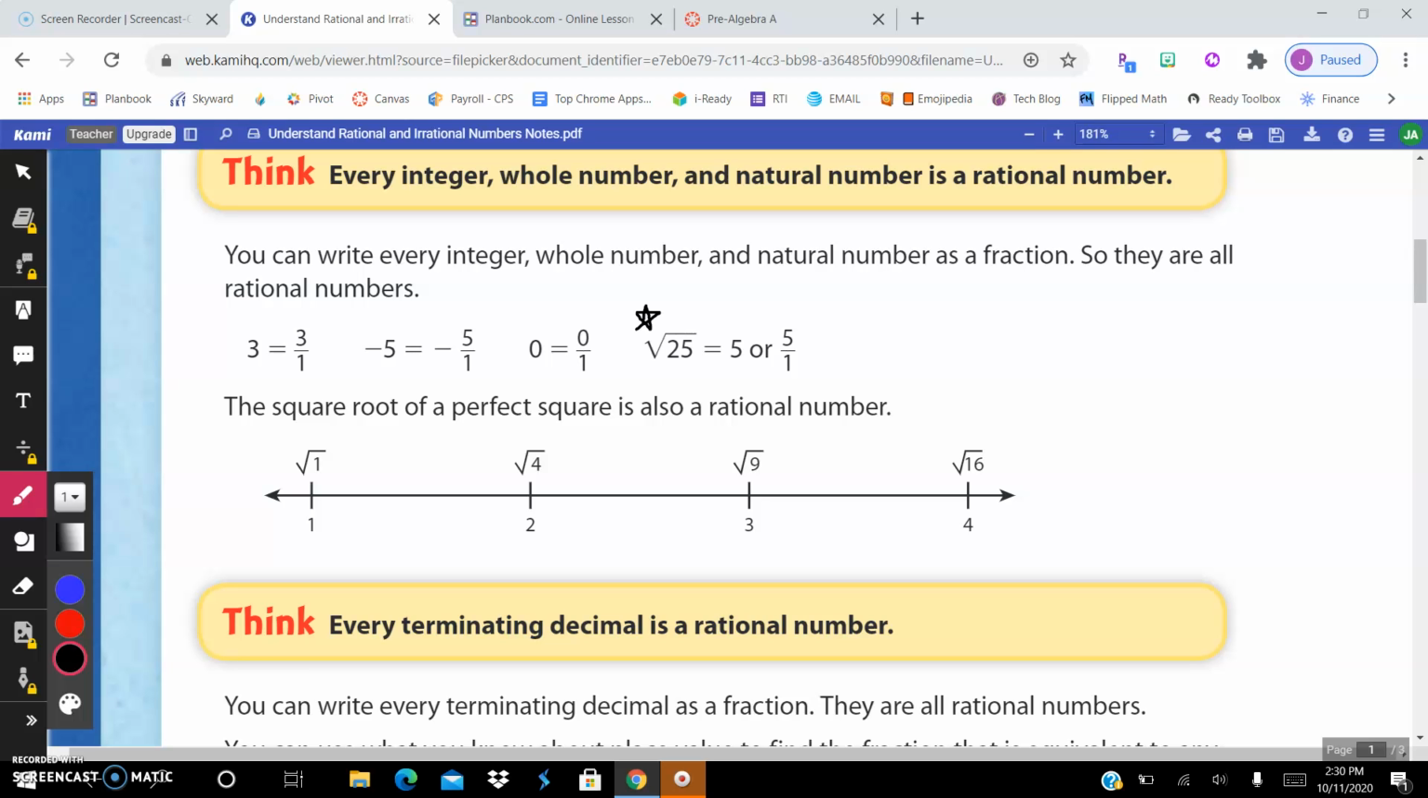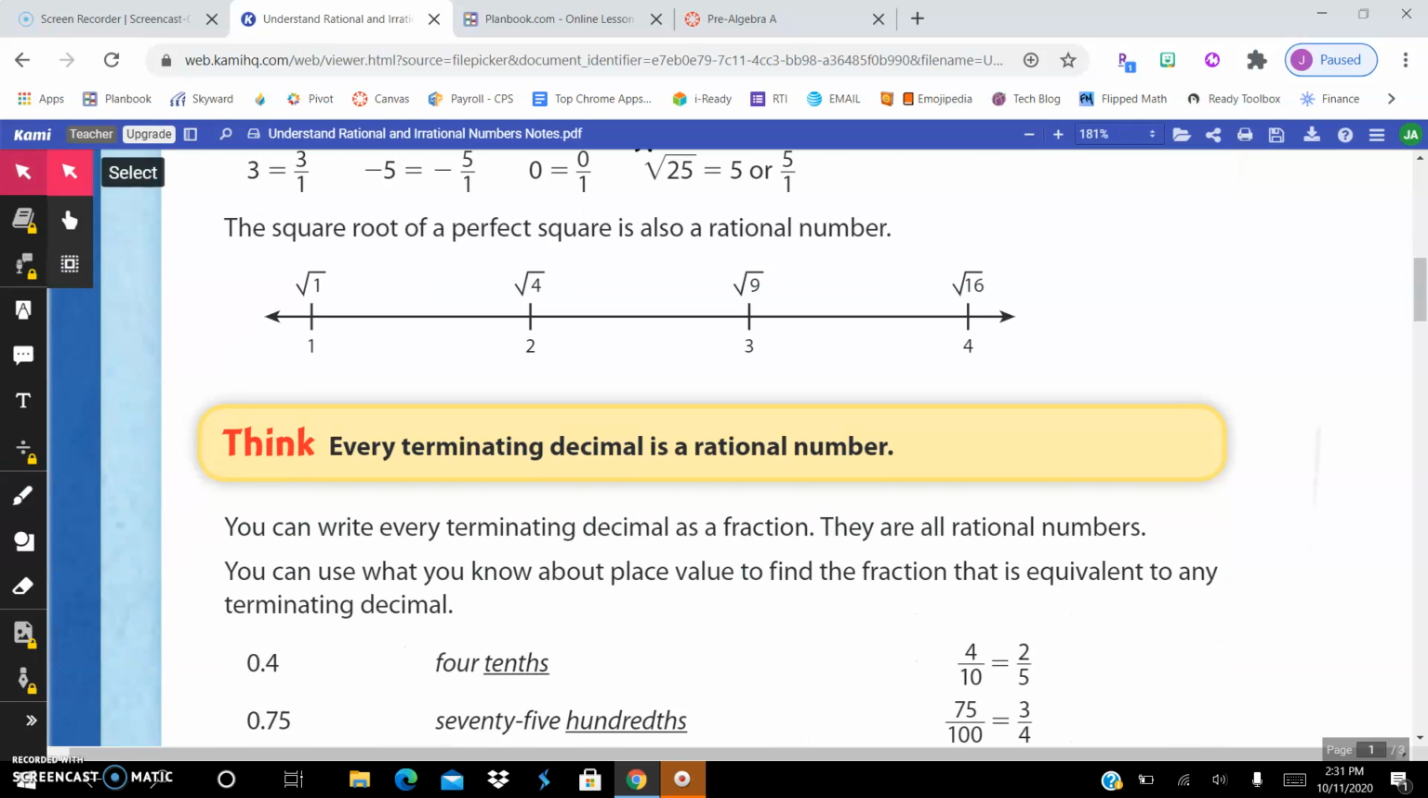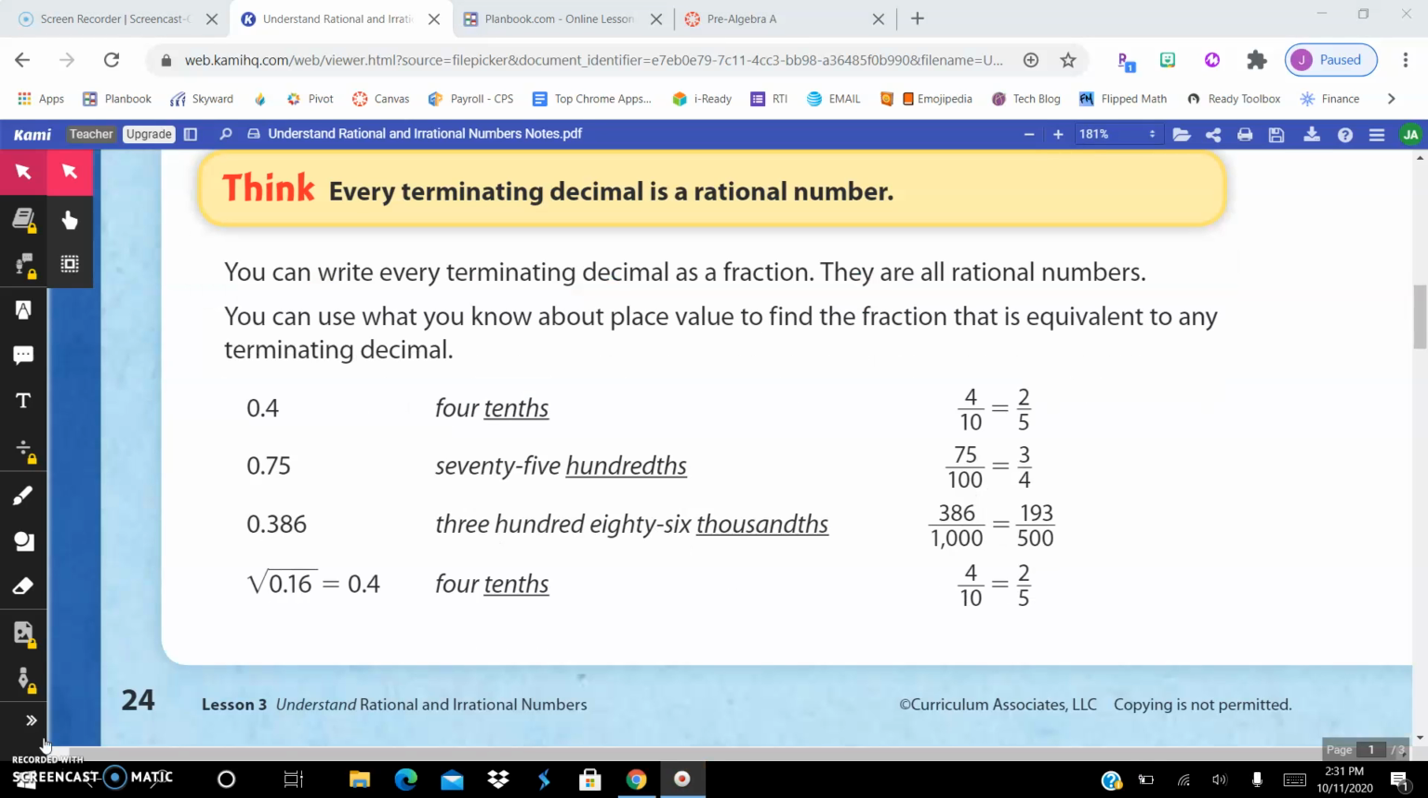The square root of a perfect square is also a rational number. So these are the first 4 perfect squares. We can take the square root of them and get whole number answers. You can also take decimals as long as they're terminating and write them as a fraction quite easily. You just read them correctly. So 0.4 is really 4/10. So that means 4 over 10, and then you can reduce that to 2/5.